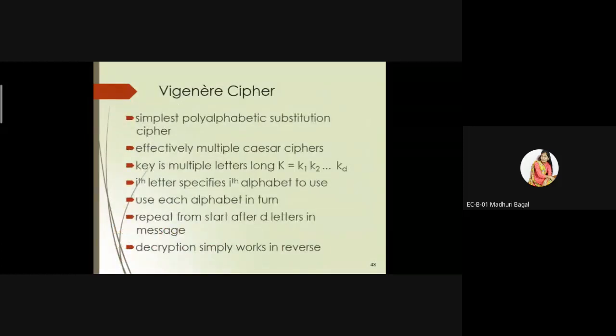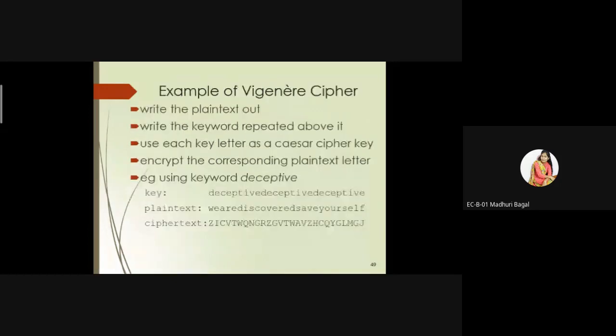Okay, so the next algorithm is the Vigenere cipher. In this algorithm, instead of using a single key, we can use a number of keys at a time. So we can use 3 keys, 4 keys, 5 keys. We can use a number of keys in a single message. That is the concept of the Vigenere cipher.